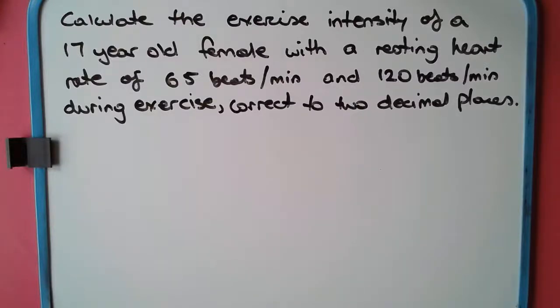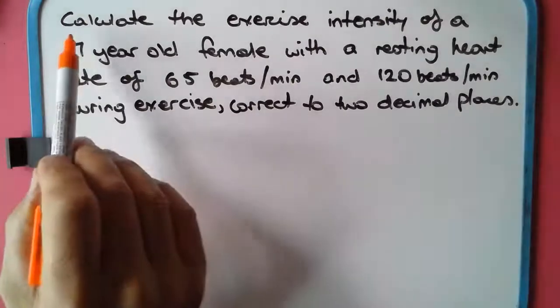We're going to look at another example of target heart rate, and this is the use of the target heart rate formula to calculate something other than the target heart rate itself. So let's say we were given the target heart rate and we were given a value for it. Could we use that formula to calculate, say, at what intensity was this person exercising at? So let's have a look at the question.